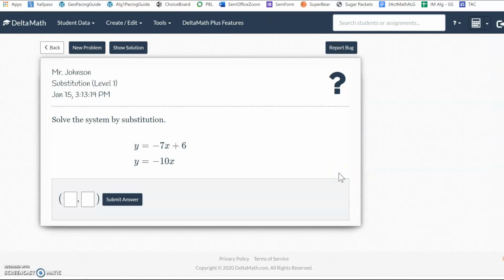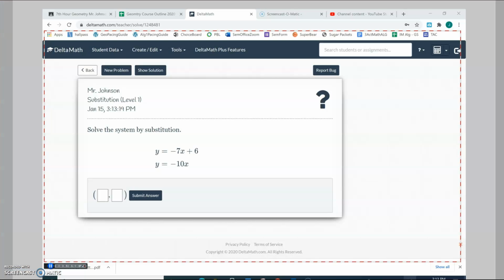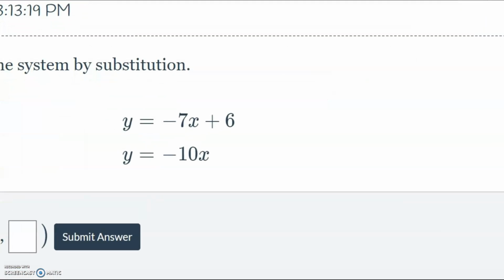Level 1, solve the system by substitution. In the level 1 questions, both equations are solved for y, or both equations are solved for the same variable. But you're taking one and you're plugging it in for the other. Another way to say this is you're really just setting the equations equal to each other. Okay, so I'm going to take this negative 10x and plug it into the y on the top, since that's what y is equal to. And it turns out that I'm setting these 2 equations equal. Negative 10x equals negative 7x plus 6.